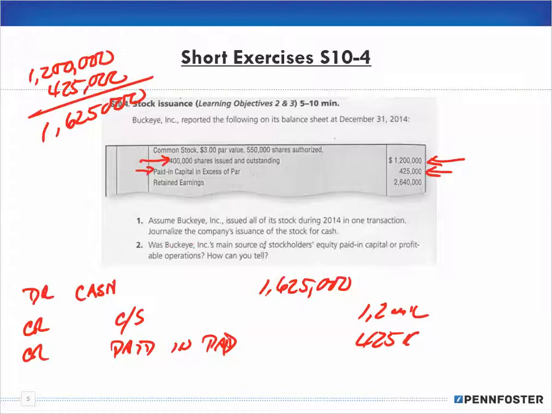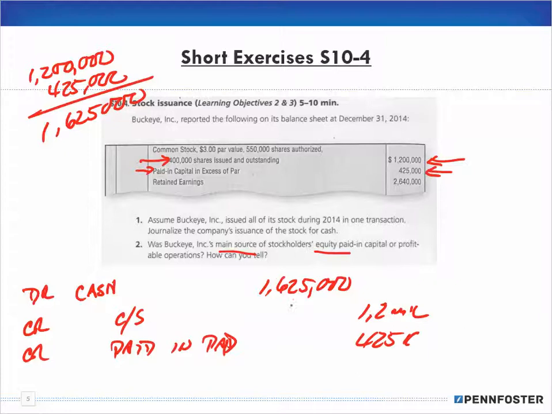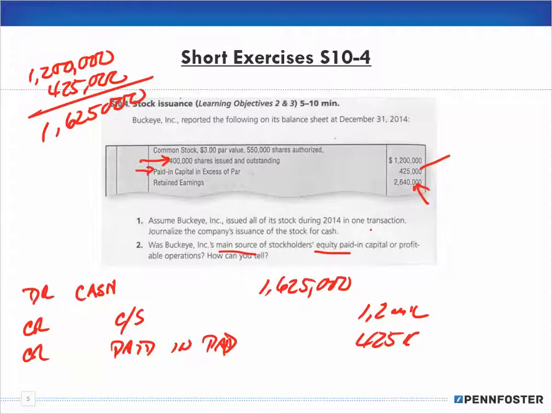Now it says, was Buckeye's main source of stockholders' equity paid in capital or profitable operations, and how can you tell? Okay, so we're talking about the main source of the equity. Well, what do we have here? We have the main source of equity being the paid in capital in excess of par of 425, be it our retained earnings is far greater, right? So the answer to this would be the retained earnings obviously is a greater number, so that's where the main source of the stockholders' equity came from.